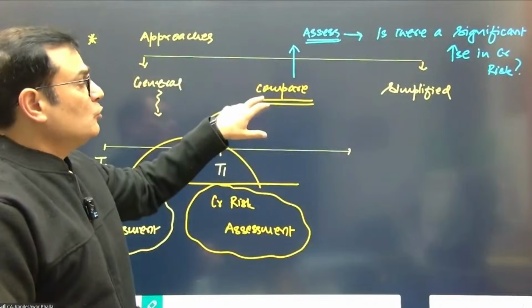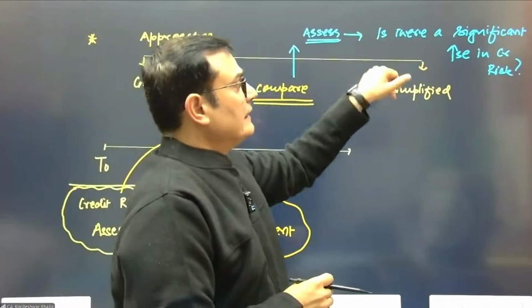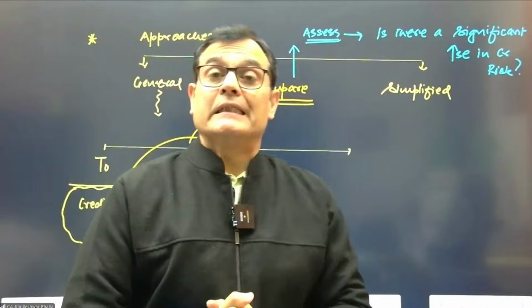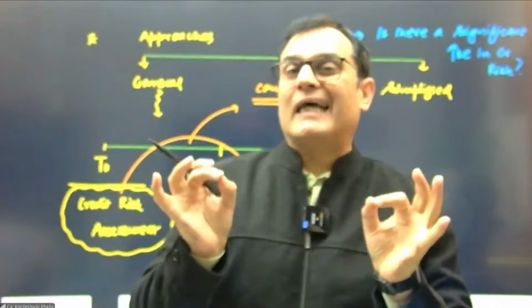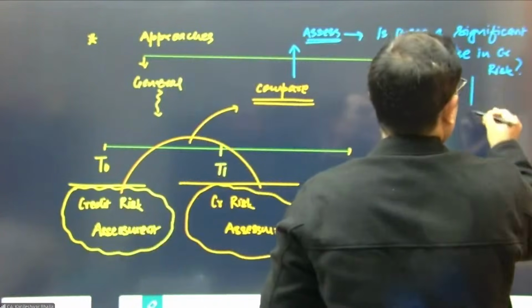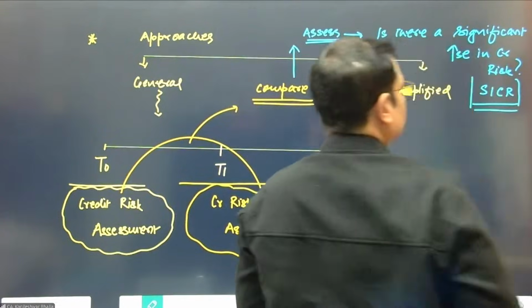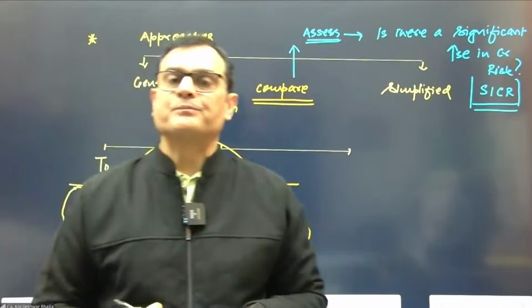Your comparison of the two credit risks will basically give you an assessment of whether there is a significant increase in the credit risk. I call this SICR. That is called a significant increase in the credit risk.